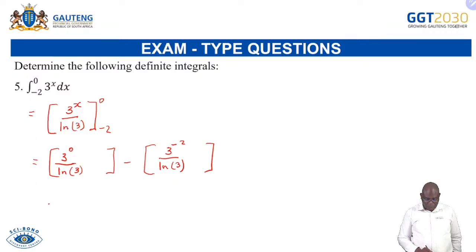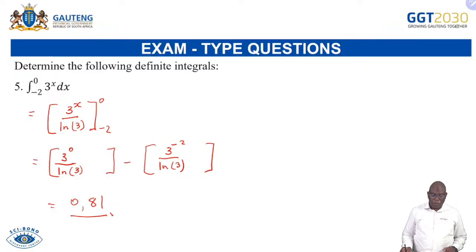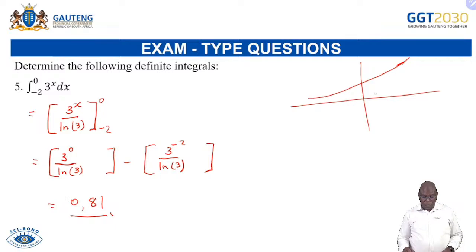Okay, then we get to the answer. So that will be 1 over ln of 3, and then the answer that we get will be 0.81. Remember, it's an exponential function between 0 and that. If I can just draw a picture of this one, it will be between 0 and minus 2. So in other words, we're looking for that part here.